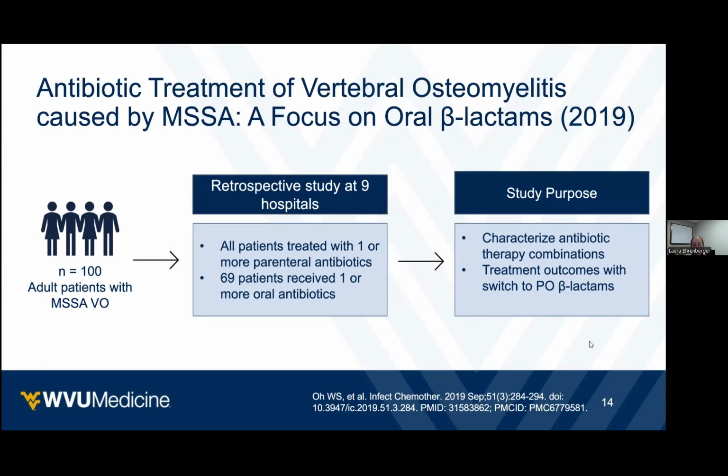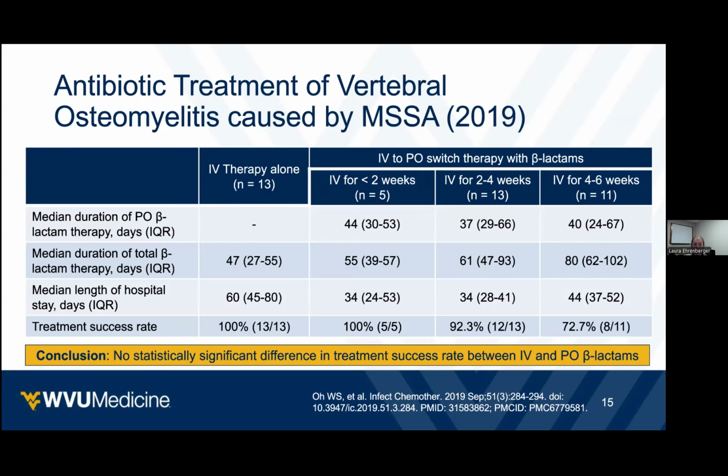The first study is antibiotic treatment of vertebral osteo caused by MSSA, and the study focused on oral beta-lactam. So it included about 100 patients who all were treated with at least one parenteral antibiotic, and then 70 of those were followed up with oral antimicrobial therapy. The purpose of the study really was to characterize the types of regimens or combinations that they were using, and then treatment outcomes after the oral beta-lactam switch.